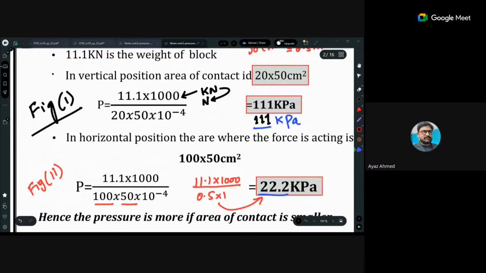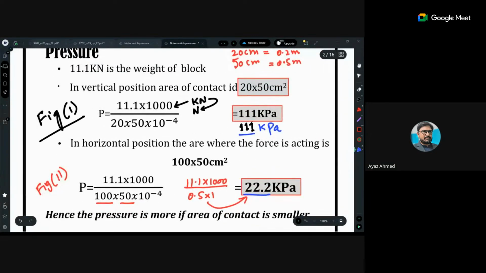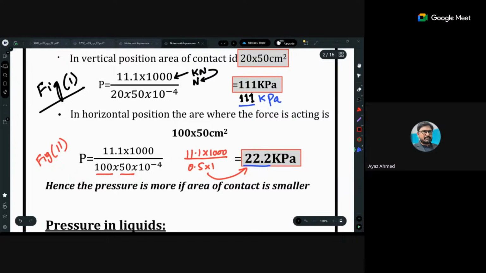Yes, sir. I'm sorry to interrupt, but figure two has more area, right? Yes, more area. Almost how much area? It is 50, and the other is 20, so its area is multiplied by 2.5. So pressure should be reduced by that factor, isn't it?